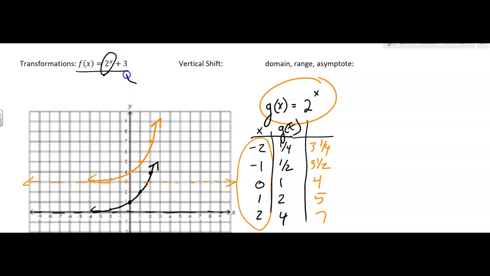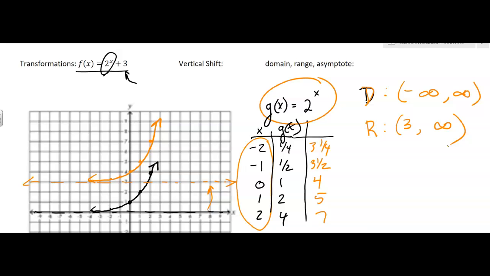Now in the function, notice that the 3 is not in the exponent. So it's 2 to the x, that parent exponential function, plus 3, okay? All right, what does this do for the domain and the range? Well, the domain is going to be all real numbers still, okay? And then the range has changed because our asymptote moved up, and so now our range is going to be from 3 to infinity, okay?